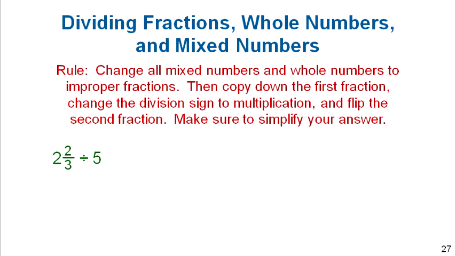In my next set of examples, I'm going to talk about dividing fractions. To divide a combination of fractions, whole numbers, and mixed numbers, you must begin by changing all the mixed numbers and whole numbers to improper fractions. Then you can copy down the first fraction, change the division sign to multiplication, and flip the second fraction. Then you can use one of the methods for multiplying fractions that I talked about earlier.